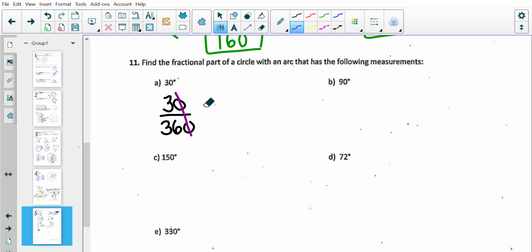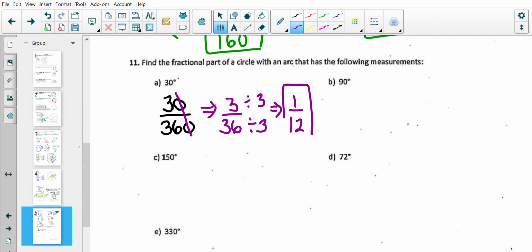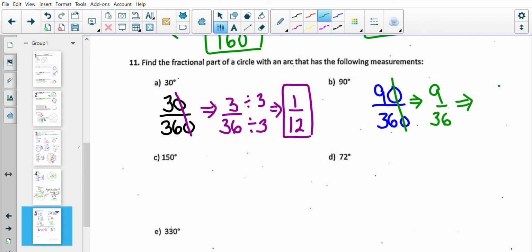Let's cross out those zeros. So now we're left with 3 over 36. We can divide by 3. So 30 degrees is 1/12 of the circle. Try the next one, 90. So I'm going to take that 90 degrees out of 360, cancel out those zeros. We are 9 out of 36, divide by 9, we are 1/4 of the circle.